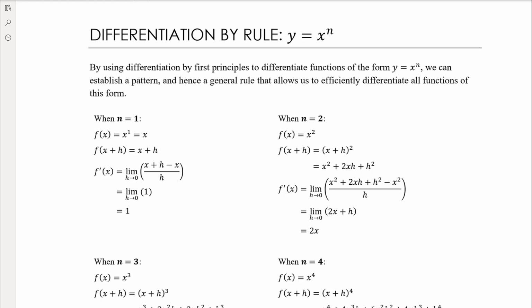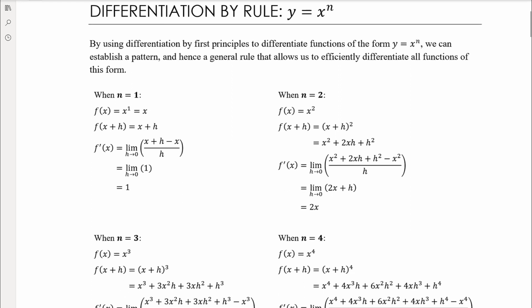But again, what I want to reinforce throughout this topic is that every one of these rules comes from differentiation by first principles. So, for example, if we think about y equals x to the power of n, or f of x equals x to the power of n, where n is 1, so we're looking at the function f of x equals x to the power of 1, that is f of x equals x. If we then work out f of x plus h, replacing the x with x plus h, it's just equal to x plus h.